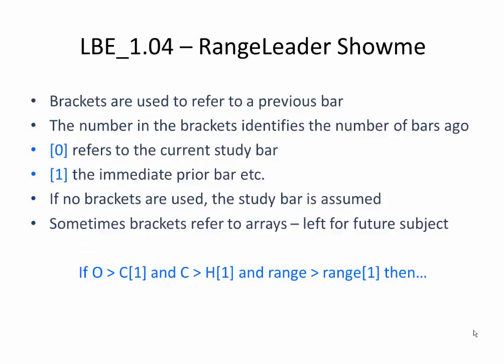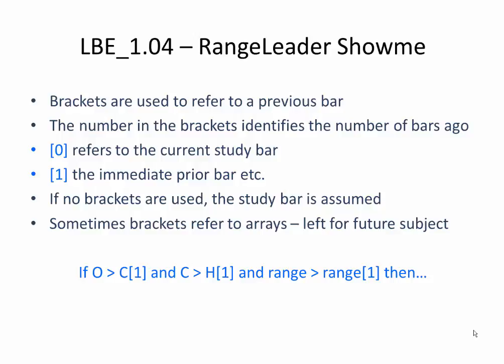Square brackets are used to refer to a previous bar. The number in the brackets identifies the number of bars ago. So a 0 in the brackets is the current study bar, and a 1 is the immediate prior bar. If no brackets are used, the study bar is assumed to be the one you are talking about. Sometimes brackets refer to array elements, but that is going to be left for a future subject. Unless you know how to create arrays, you will not have to worry about them.